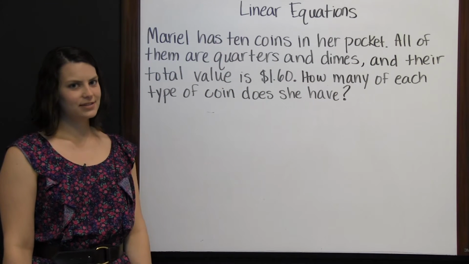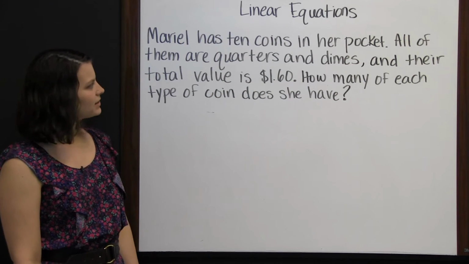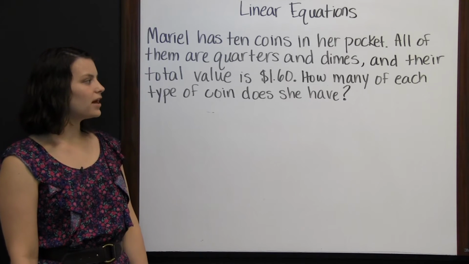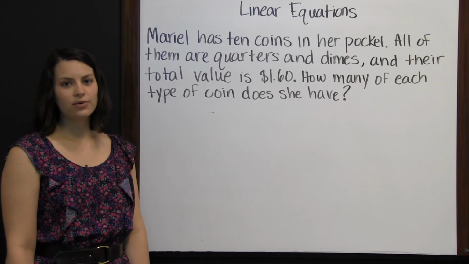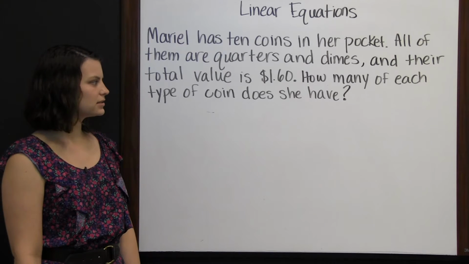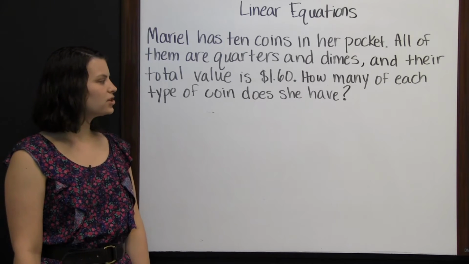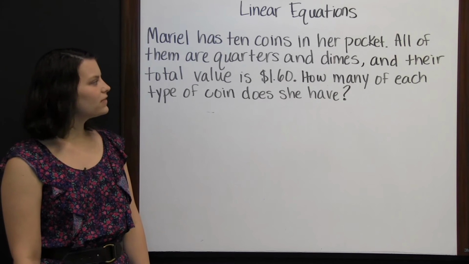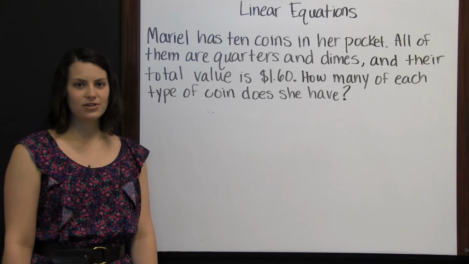Linear equations. Marielle has 10 coins in her pocket. All of them are quarters and dimes, and their total value is $1.60. How many of each type of coin does she have? We can solve this by using a system of equations.